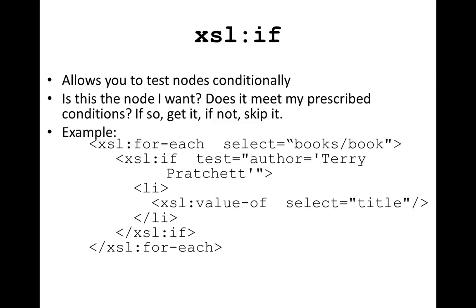If it's J.K. Rowling, J.R.R. Tolkien, whoever, it's going to ignore those because it's not going to meet that prescribed condition for equaling Terry Pratchett. So it loops through all that. Once it's done, it closes all this stuff out, and then it's done.